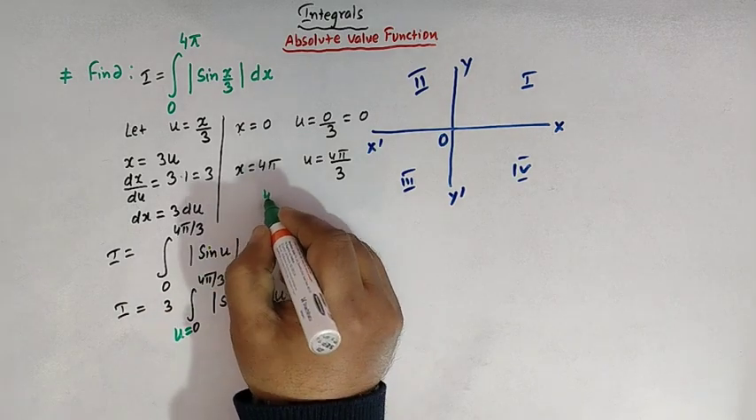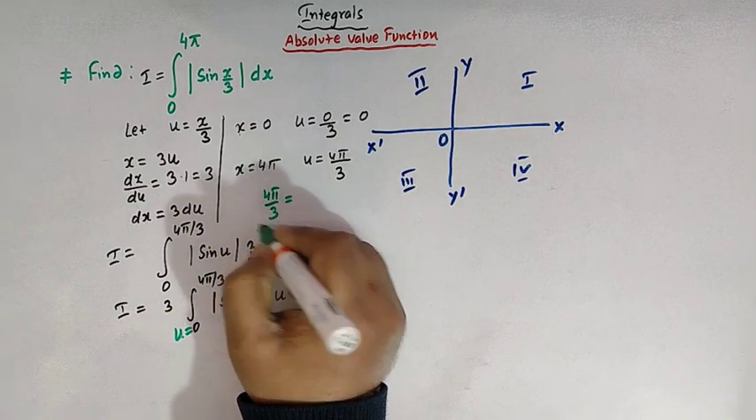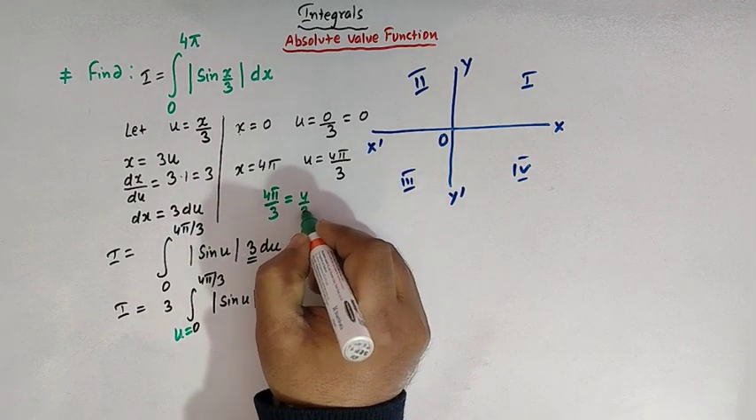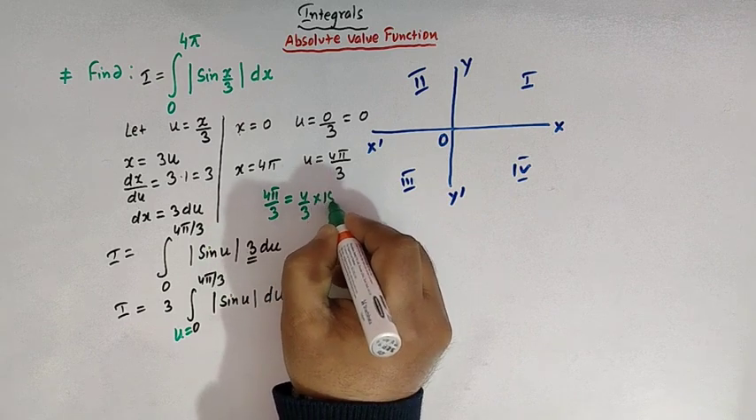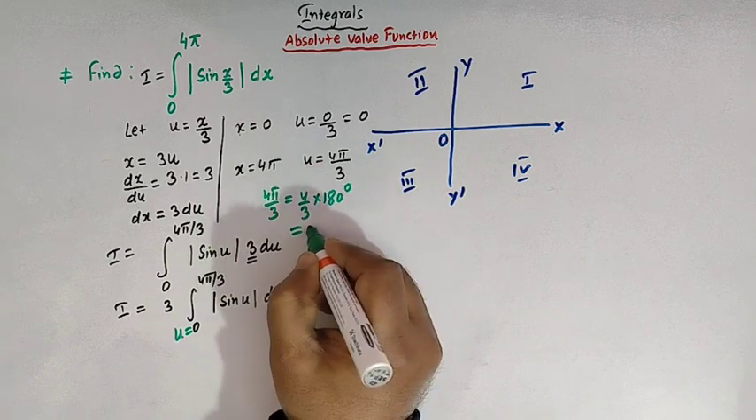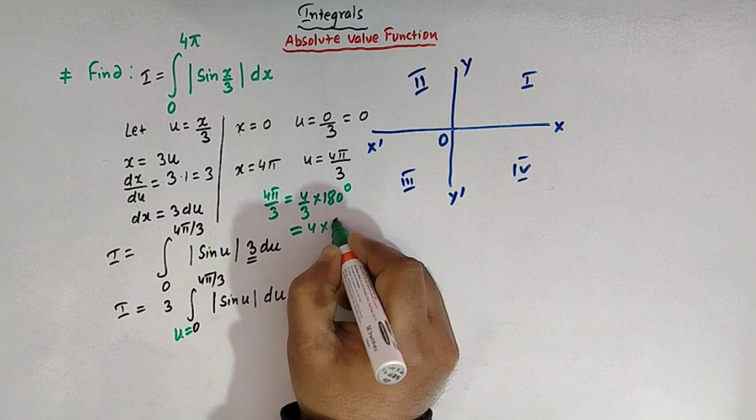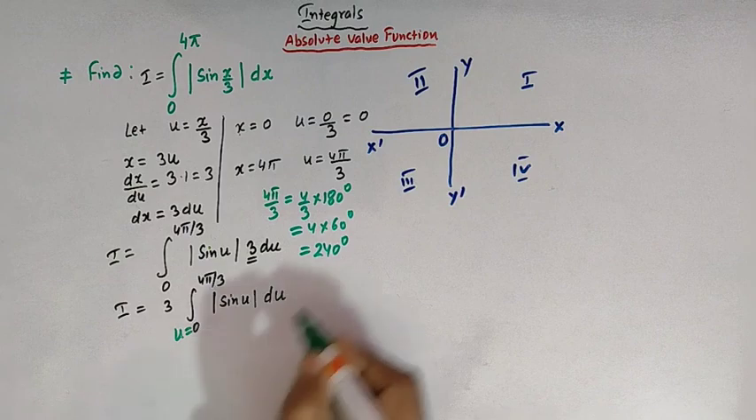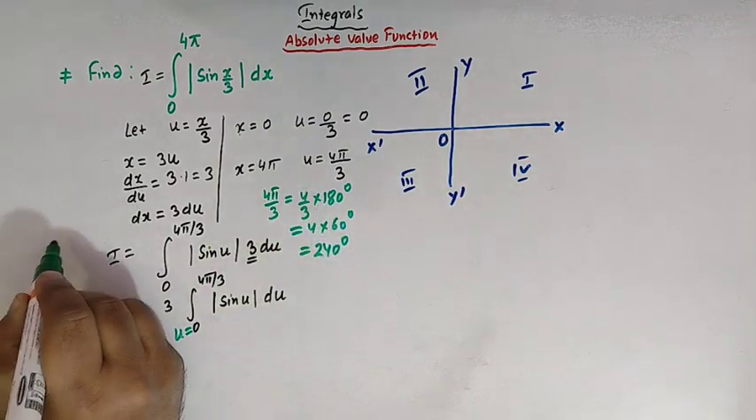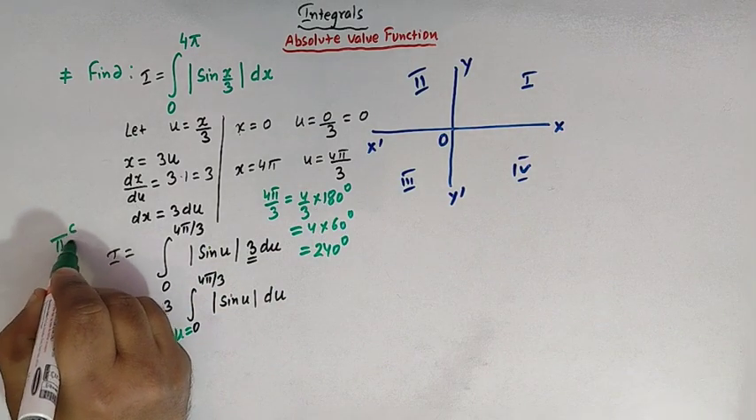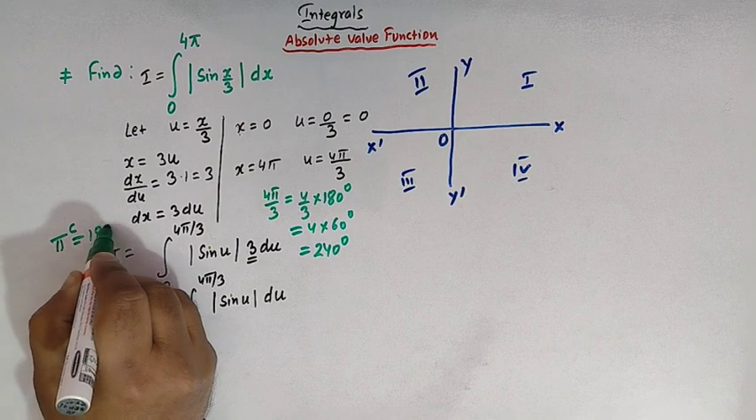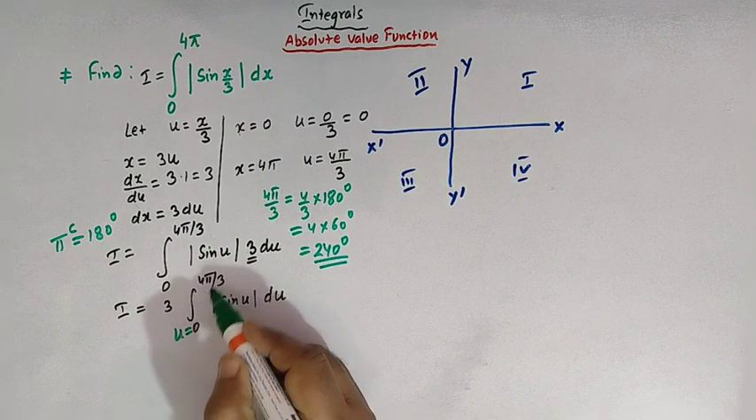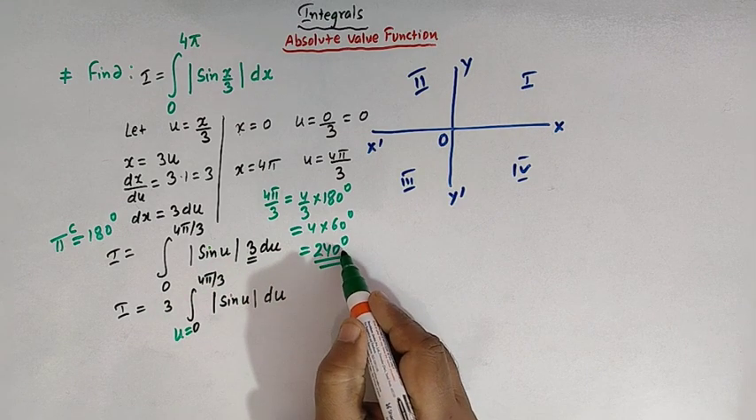Now see, 4 pi by 3 is in radians. Let us convert it into degrees. So we have 4 by 3 times 180 degrees. So this is 4 times 60 degrees. So this is 240 degrees. And here we have used the fact that pi radians is equal to 180 degrees. So here the limits vary from 0 to 240 degrees.